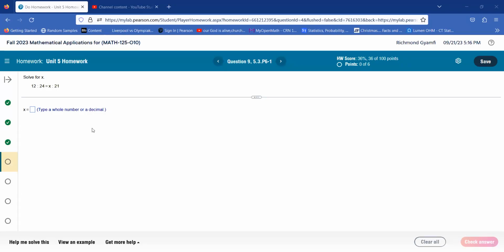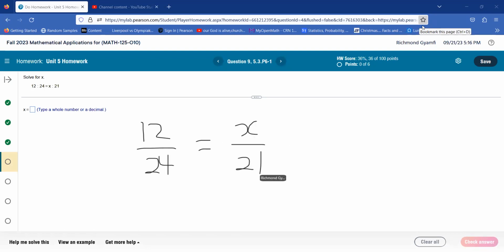All right, so what about problems like these? When you have 12 colon 24 equals x colon 21. So I'm going to write this out as a fraction. Remember, you can always write ratios out as a fraction. And then we are setting these two as a proportion. So this becomes a proportional equation.